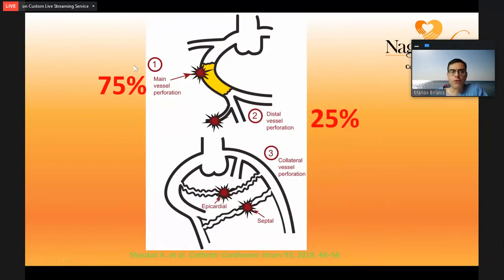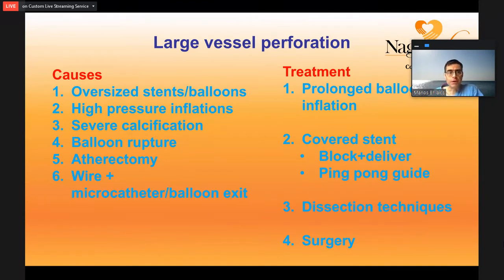Actually, the majority of perforations, that's a review from our lab, was actually main vessel or large vessel perforations, but there is still a significant proportion of small vessel perforations. So starting with the large vessel perforation, when does it happen? It can happen, as you see in the previous case, that of course went very smoothly, that atherectomy is one of the potential causes of large vessel perforation, but other causes are use of oversized balloons or stents, especially if there is balloon rupture. Balloon rupture can actually cause perforation in the setting of severe calcification, and sometimes exit of wire or microcatheters. And how do you treat this?